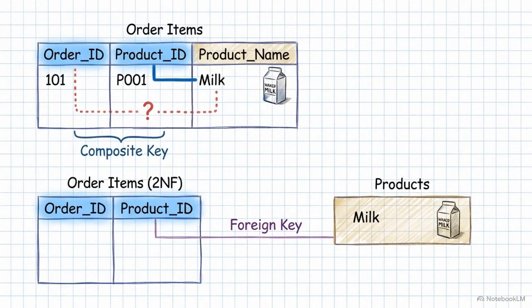Identifying a row requires order ID and product ID, a composite key, but milk relies only on product ID. Second normal form demands data rely on the entire key. It slides out to form a standalone products table, leaving a foreign key.